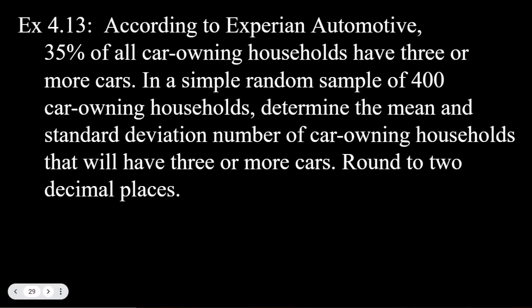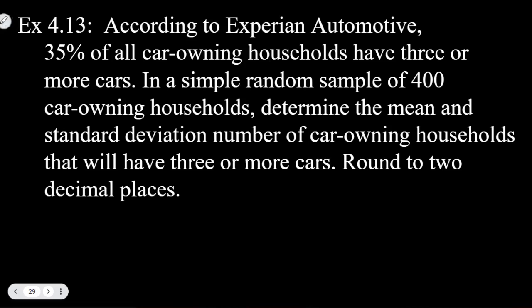Example 413. According to Experian Automotive, 35% of all car-owning households have 3 or more cars. In a simple random sample of 400 car-owning households, determine the mean and the standard deviation number of car-owning households that will have 3 or more cars. Round to 2 decimal places.